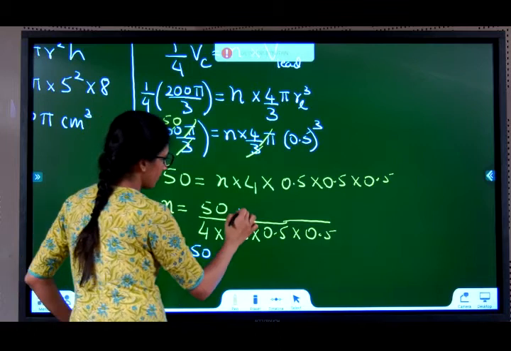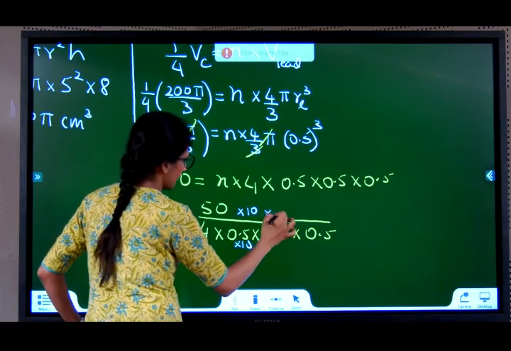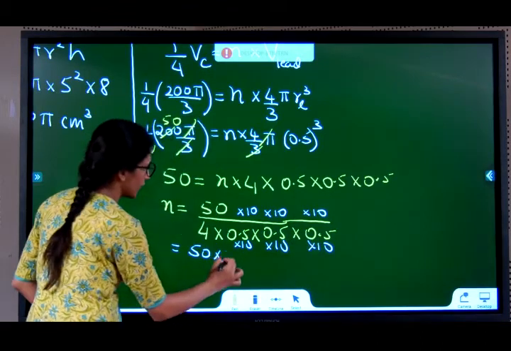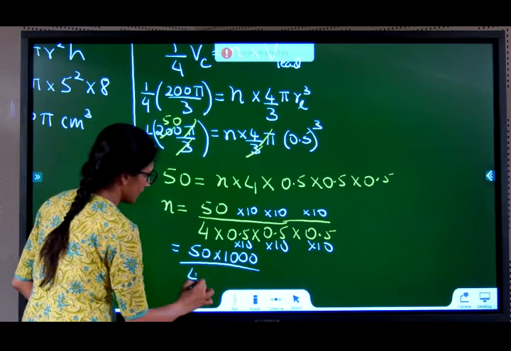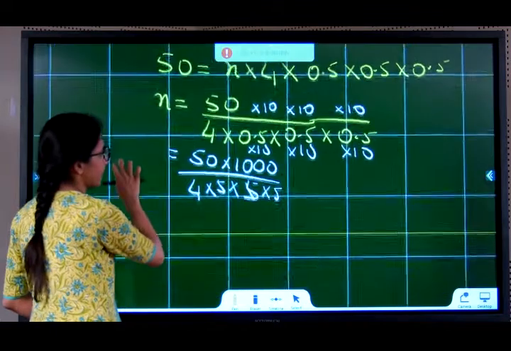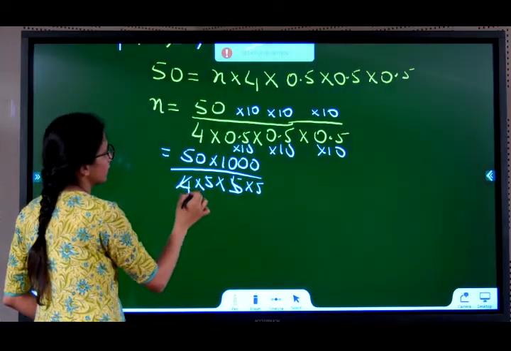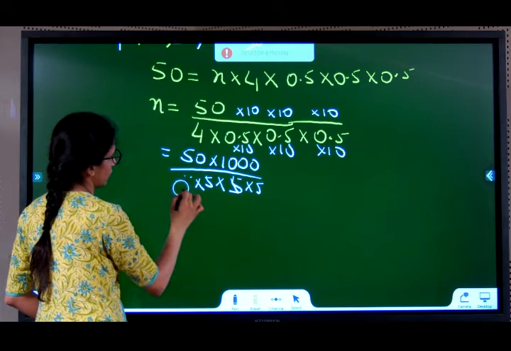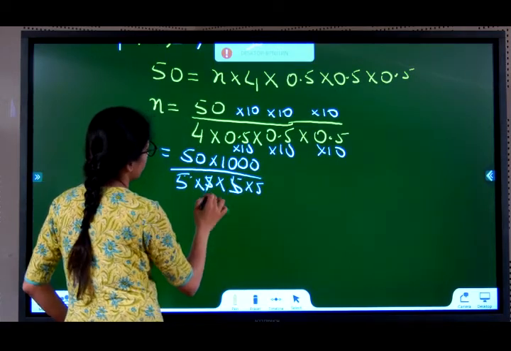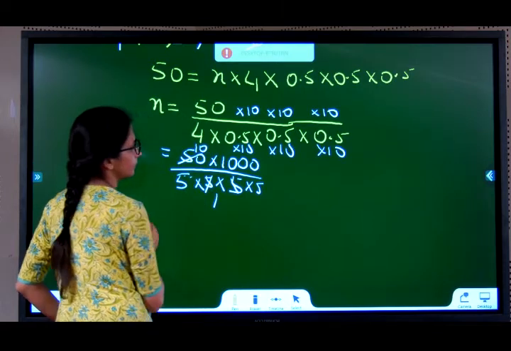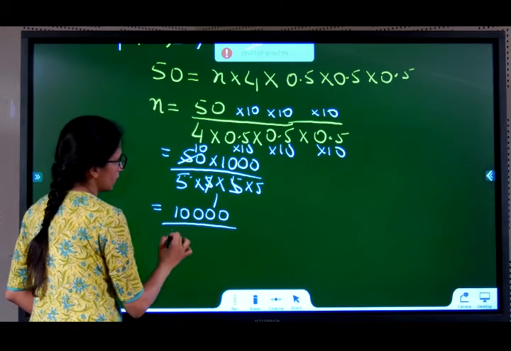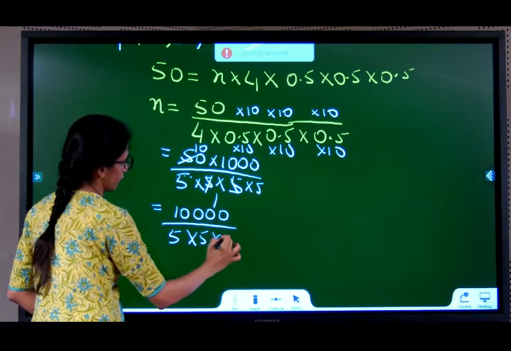So multiply and divide with 10, multiply and divide with 10, multiply and divide with 10. So 50 into 1000 divided by 4 into 5 into 5 into 5. Okay, let's not do this. Fine. So this becomes 5 into 5 into 5.